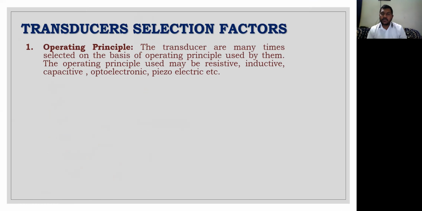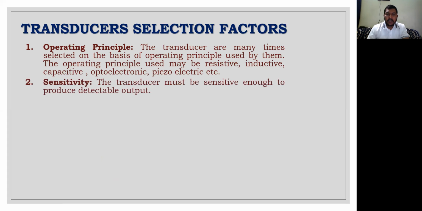Operating principle. The transducers are many times selected on the basis of operating principle. We'll study this and that. So what is the principle of working of that particular transducer? We have different types of transducers. The principle might be resistive, inductive, capacitive, optoelectronic, piezoelectric, and many more. So we'll study these.